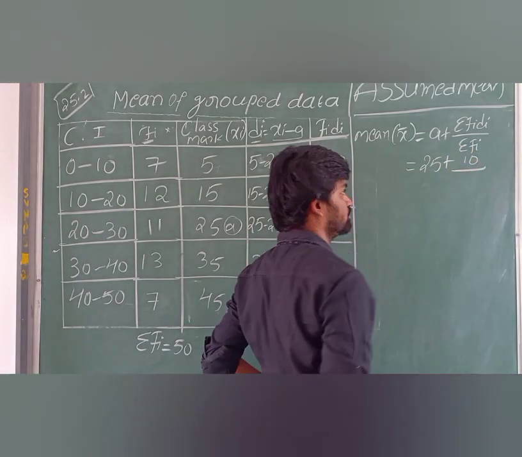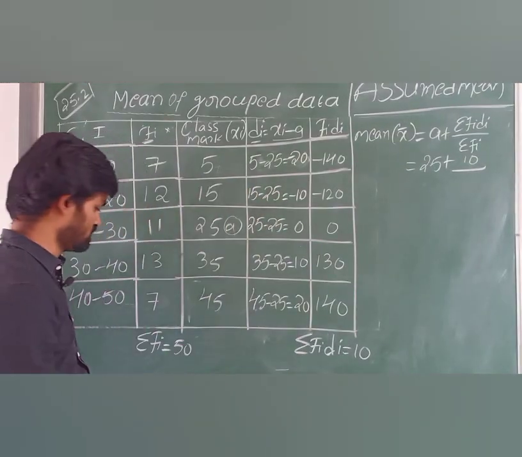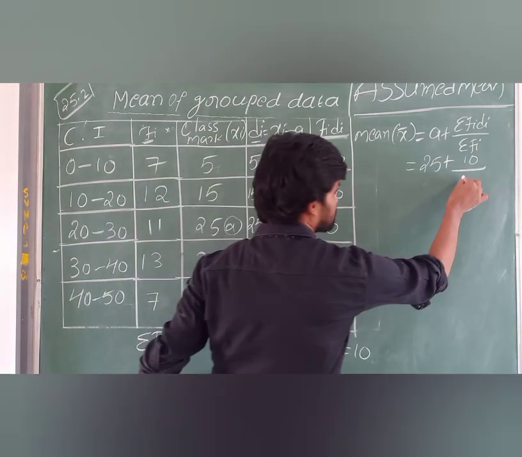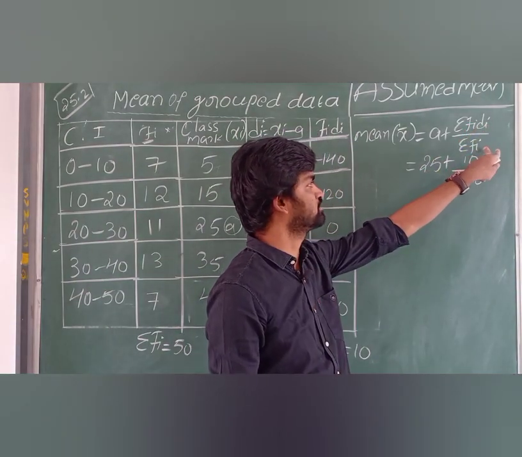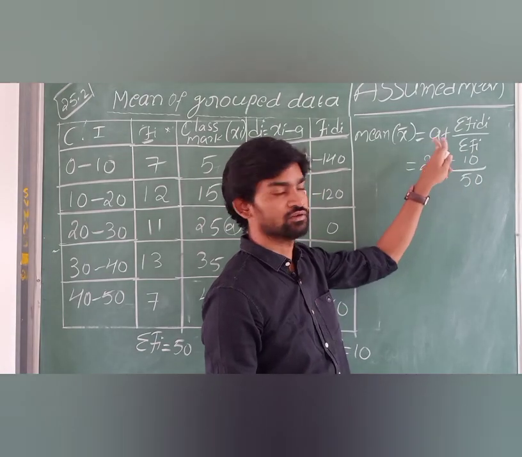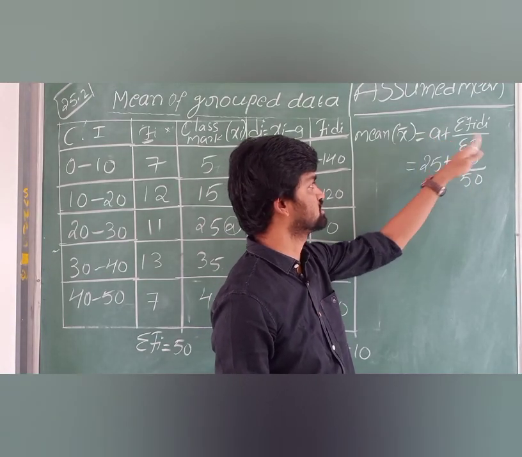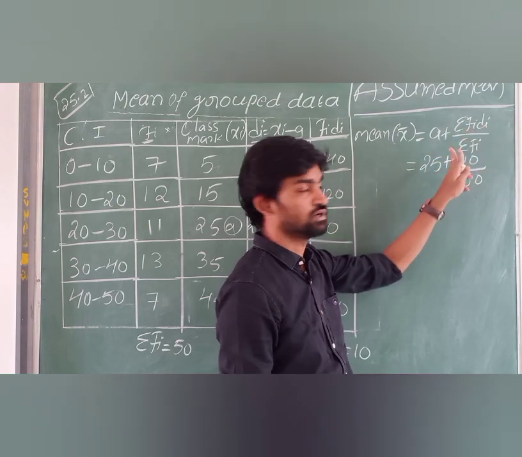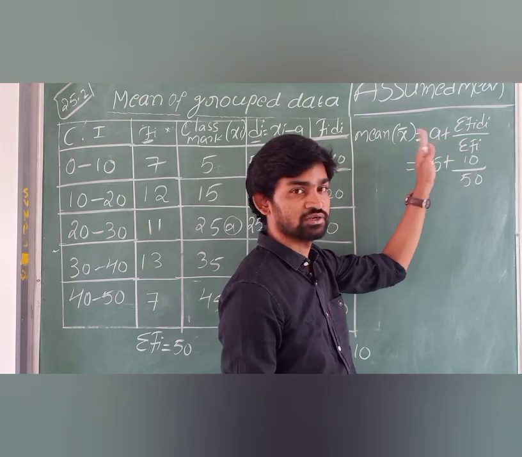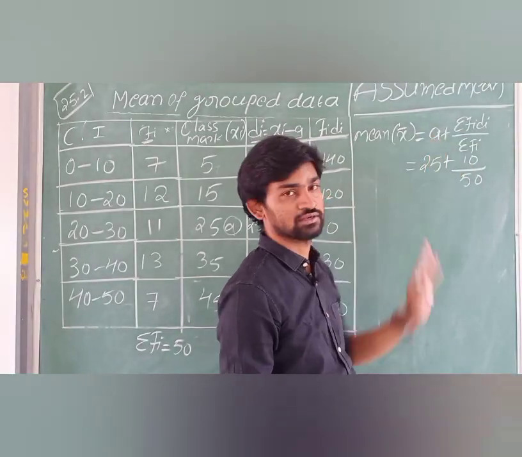10 divided by sigma fi, value is 50. Be careful, see here, only fi di has sigma fi. Don't write 25, don't write A. A is separate. This is a sum of two terms. A is one term, this is another term, it is a summation. So A is separate. Don't keep the denominator here.